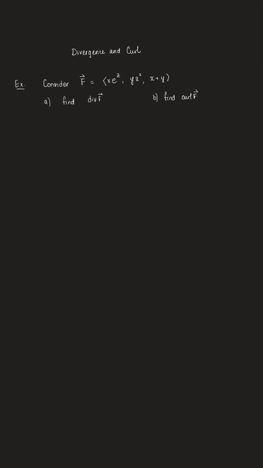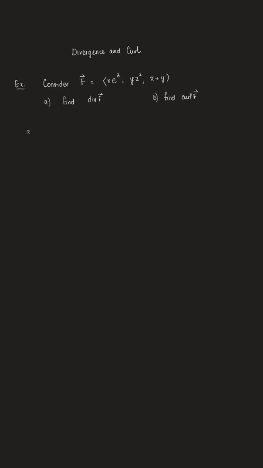Okay, in this video we're going to just do a technical example and calculate both the divergence and curl of a vector field, and then we'll consider one important theorem at the very end. Okay, so let's suppose that our vector field is in R3 and it's given by x e to the z, y z squared, and x plus y. Let's first find the divergence of this field.